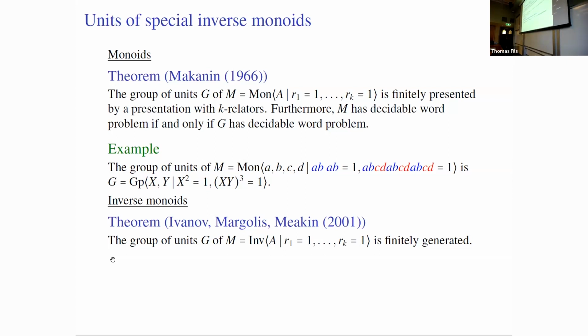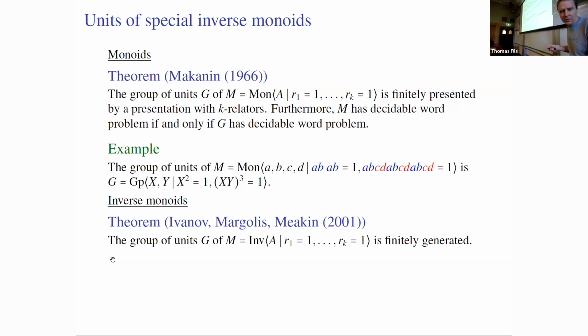Even if Margolis and Meakin, like 20 years ago, showed that for inverse monoids, some of this is true. So the group of units of this thing is finitely generated. They proved it's finitely generated. And so that was halfway towards trying to prove a Mackinnon-style theorem. Maybe the group of units of this thing is finitely presented. Maybe there's something similar to what's going on here for monoids, but for inverse monoids. And notice the special case of this in one relator would have one relation, and this group would be a one-relator group. And so this question hung around for ages.